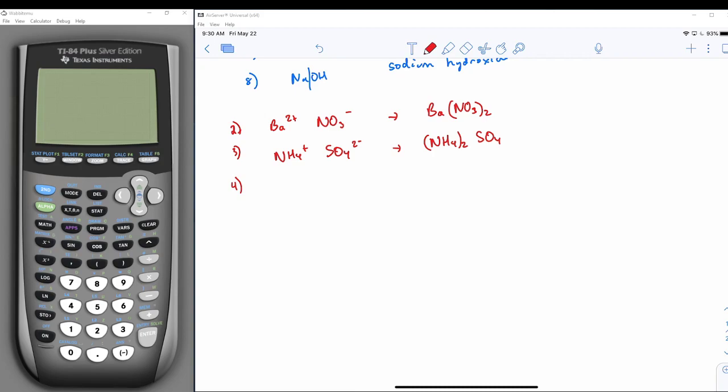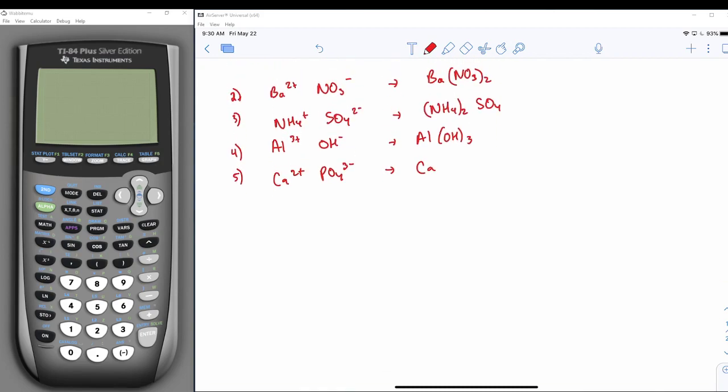Okay, 4, aluminum hydroxide, Al3 plus, OH minus means Al(OH)3. 5, calcium phosphate. Ca, for this, the least common multiple is 6. So we need 3 calciums and 2 phosphates.